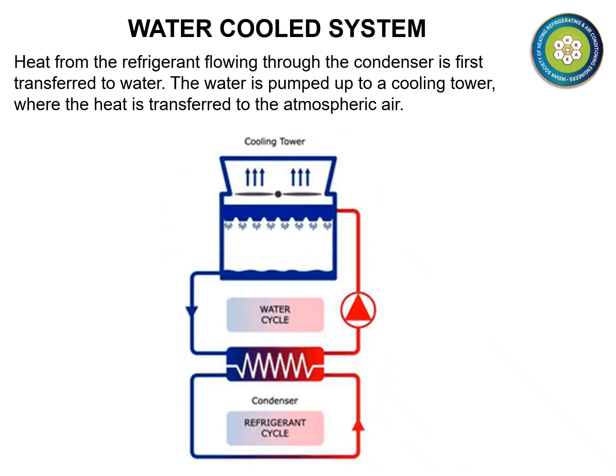On the other hand, in a water-cooled system, the heat from the refrigerant flowing through the condenser is first transferred to water. The water is then pumped up to a cooling tower where the heat is transferred from the water to the atmospheric air.